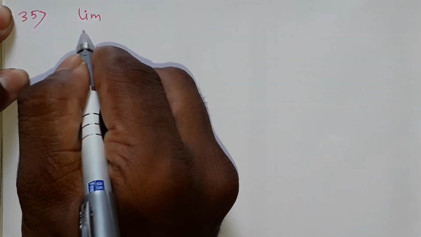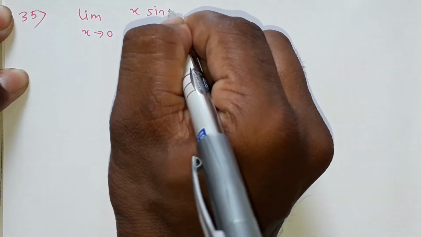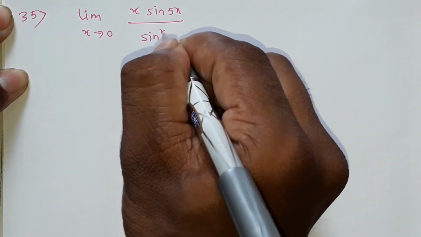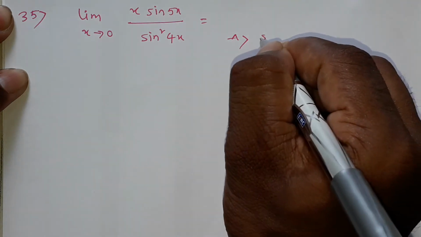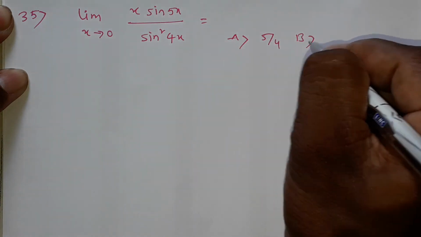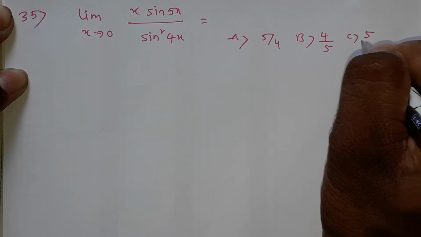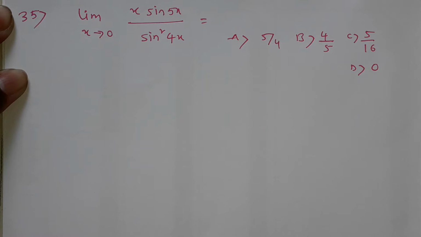Limit x tends to 0 of x sin 5x by sin square 4x equal to. Option A is 5 by 4. Option B is 4 by 5. Option C is 5 by 16. Option D is 0.